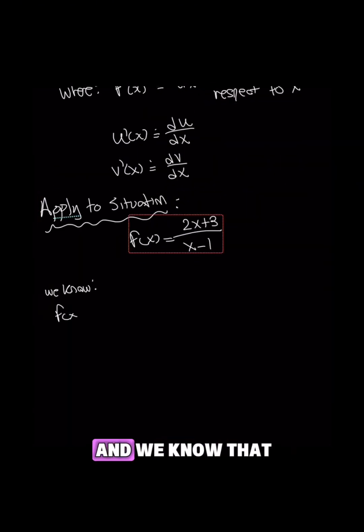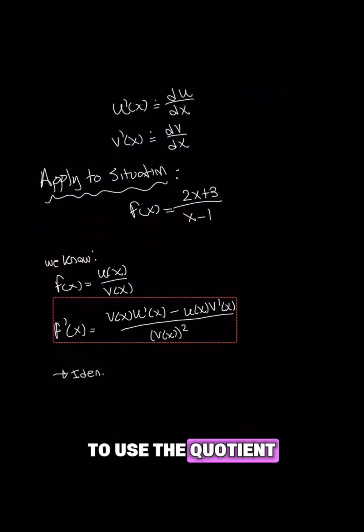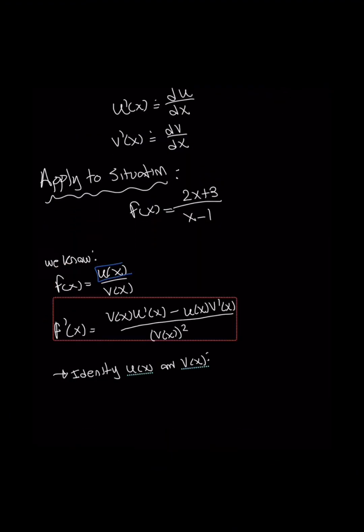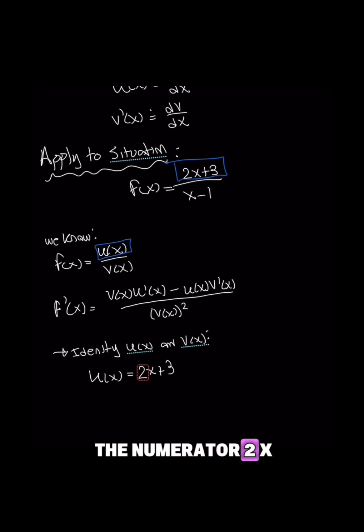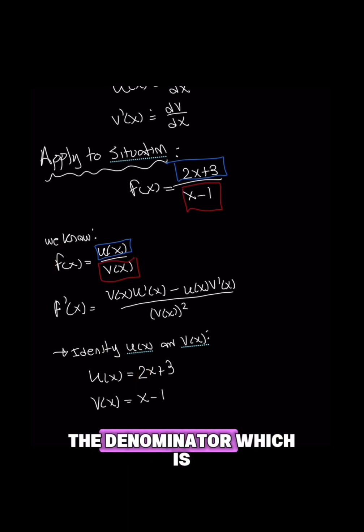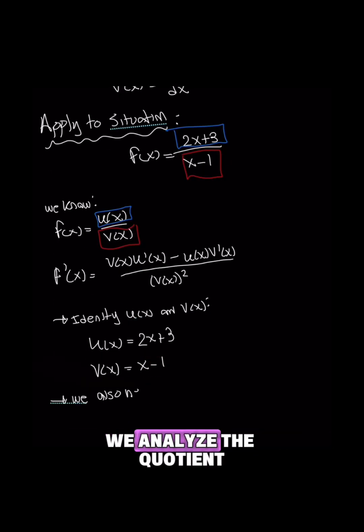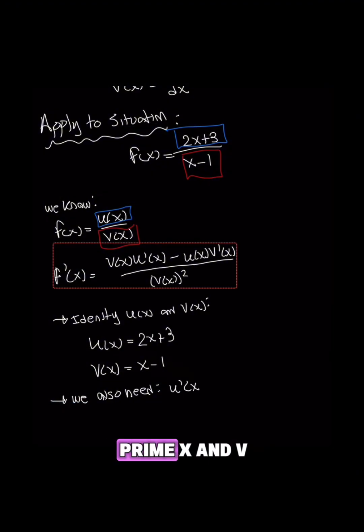We have our function, and we know that it should follow this form to use the quotient rule. We can identify u of x and v of x in our equation. So u of x is going to be the numerator, 2x plus 3, and then v of x is going to be the denominator, which is x minus 1. If we analyze the quotient rule equation, we also need u prime of x and v prime of x.